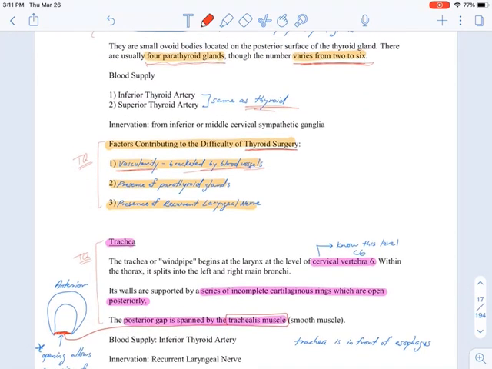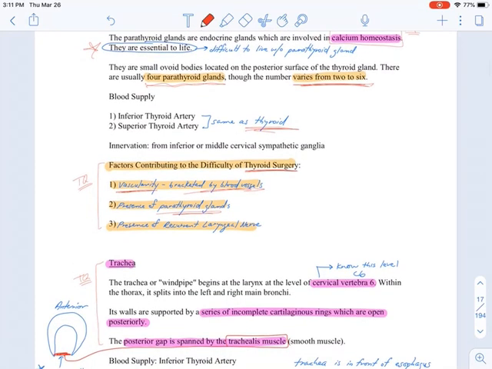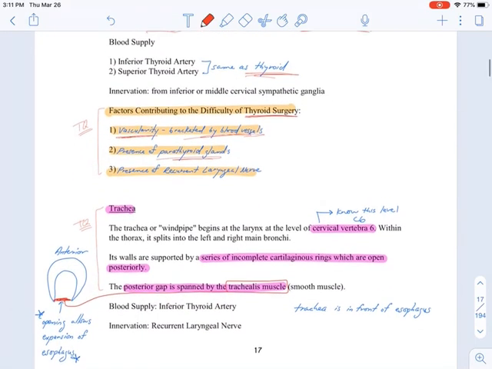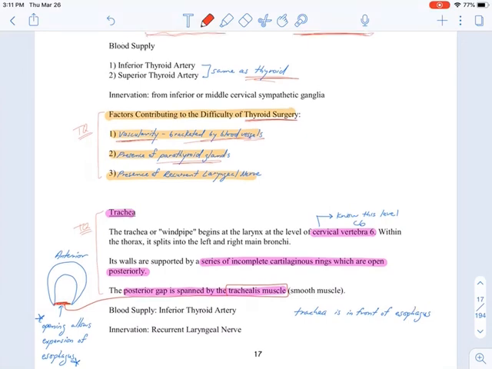Now, and again, we have our presence of parathyroid glands. So if you go in working on the thyroid, you accidentally damage some of these glands, it can really mess with your calcium homeostasis, which is obviously not great.